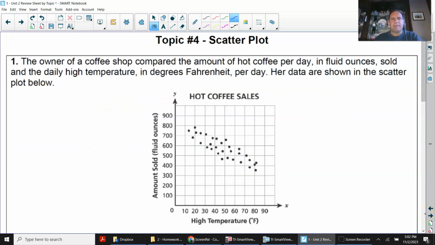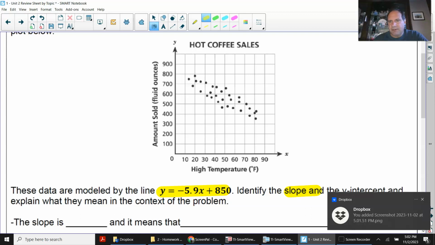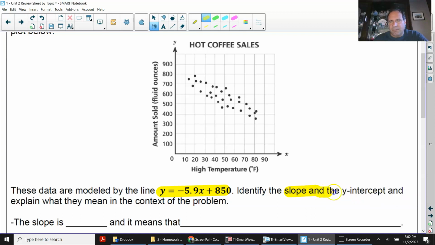So number 4, topic scatter plot. We're getting towards the end here. The owner of the coffee shop, blah, blah, blah. There we go. Her data, the scatter plot below. Very good. Okay. That's nice. All right. So here's some information. This is the line. Identify the slope and the y-intercept. Let me get that out of there. Slope and the y-intercept, and explain what they mean in the context of the problem.